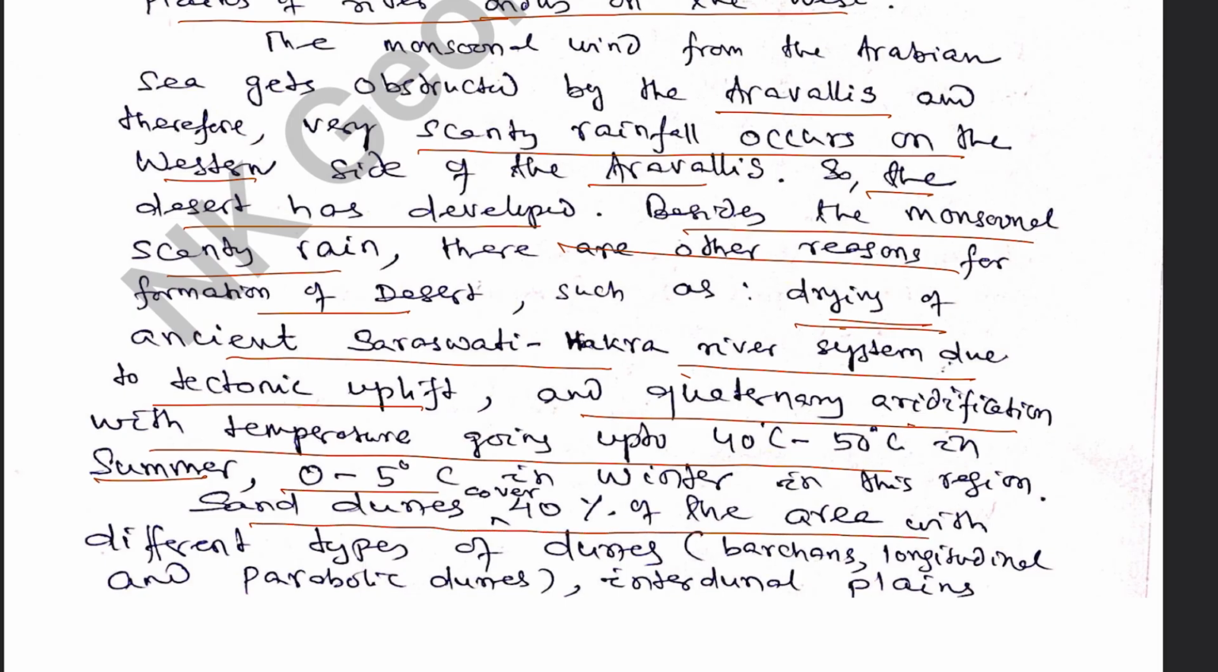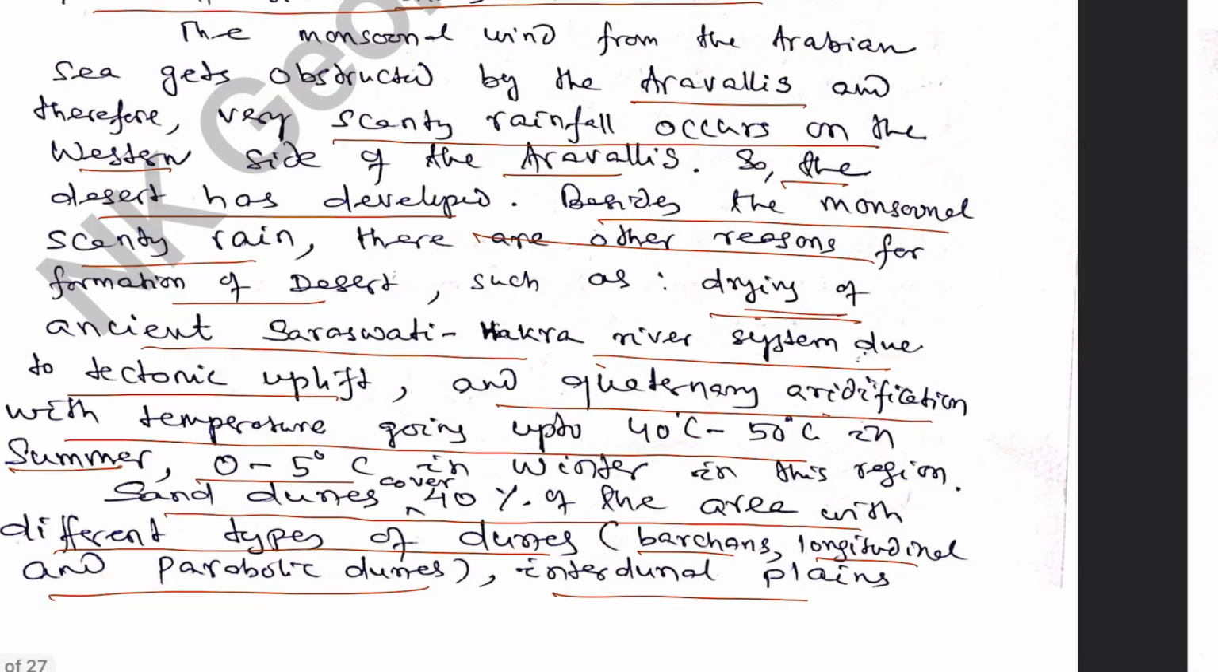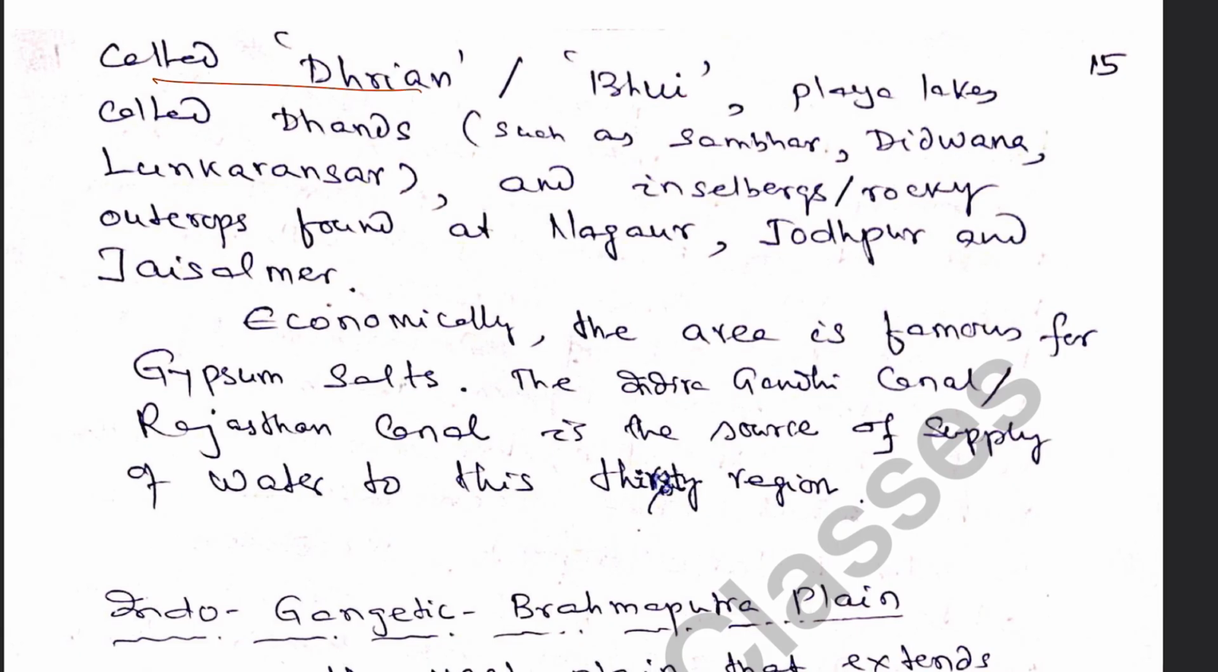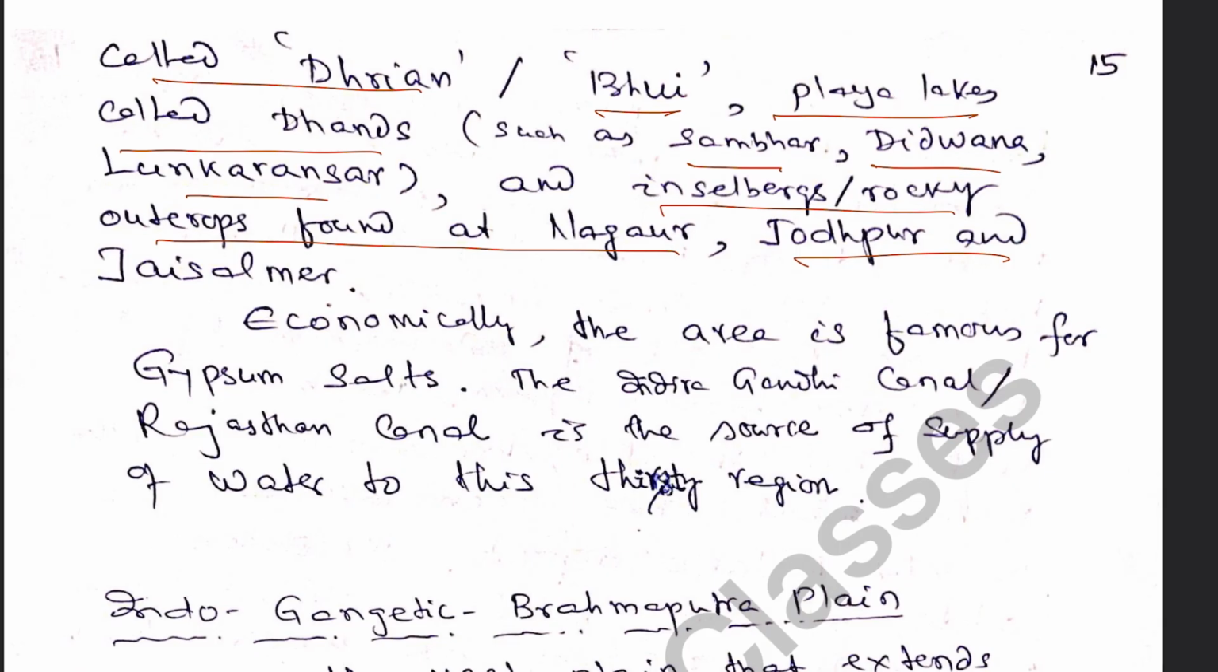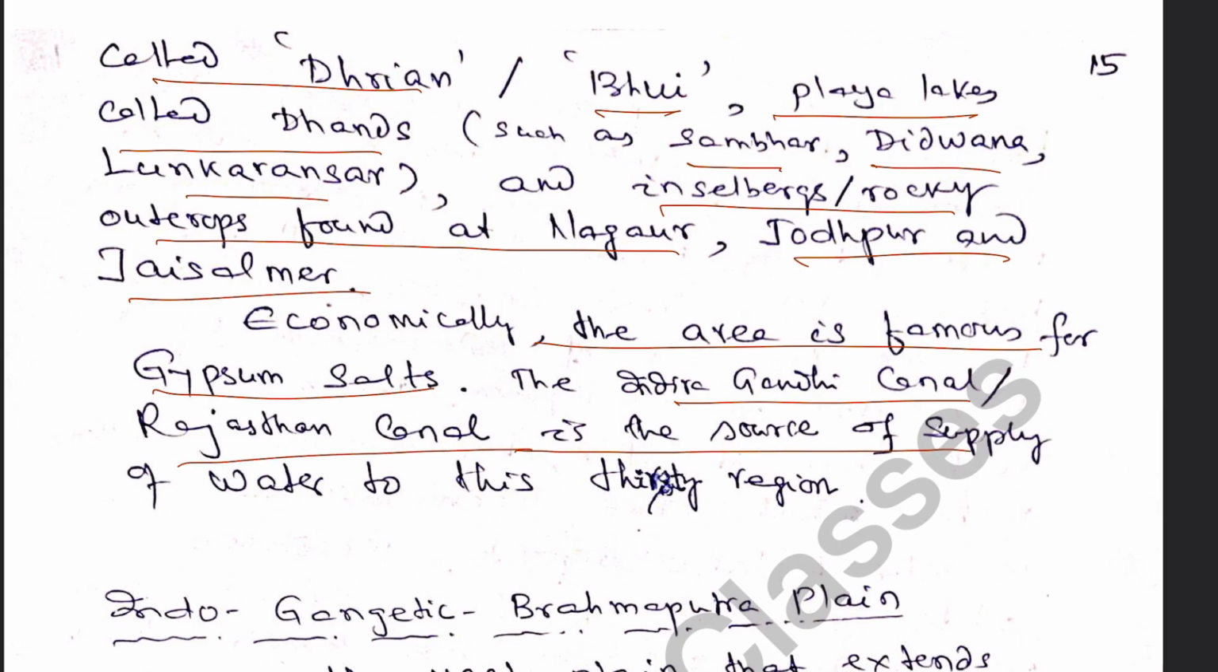Sand dunes cover 40% of the area with different types of dunes: barchans, longitudinal dunes, and parabolic dunes. Interdunal plains are there, which are called dhrian or bhui. Playa lakes called dhands, which are salty lakes, include Sambhar, Didwana, Lunkaransar, and the inselbergs of rocky outcrops are found at Nagaur, Jodhpur and Jaisalmer. Economically, the area is famous for gypsum and salts. The Indira Gandhi Canal, or Rajasthan Canal, is the source of water supply to this thirsty region of desert.